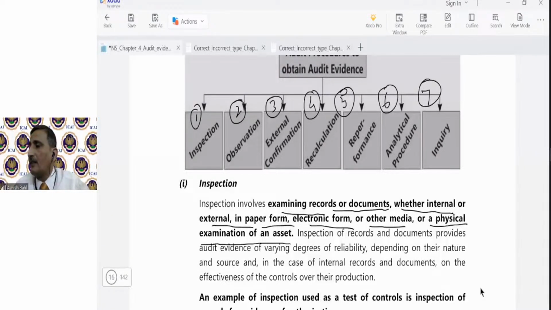Yes, Swati, you are saying sufficient means quantitative and appropriate means qualitative. Yes, that's true, Swati.